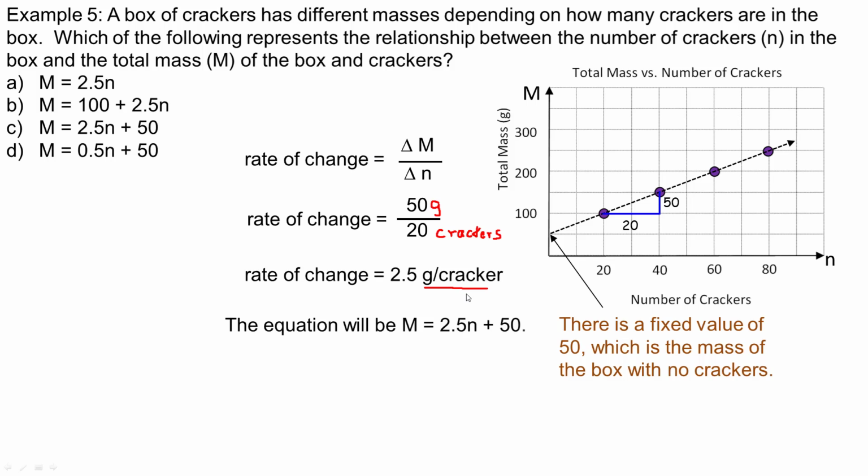So using y equals mx plus b, the mass must be the rate of change times the number of crackers, plus the 50 constant value on the end. So that means C would be the correct equation.